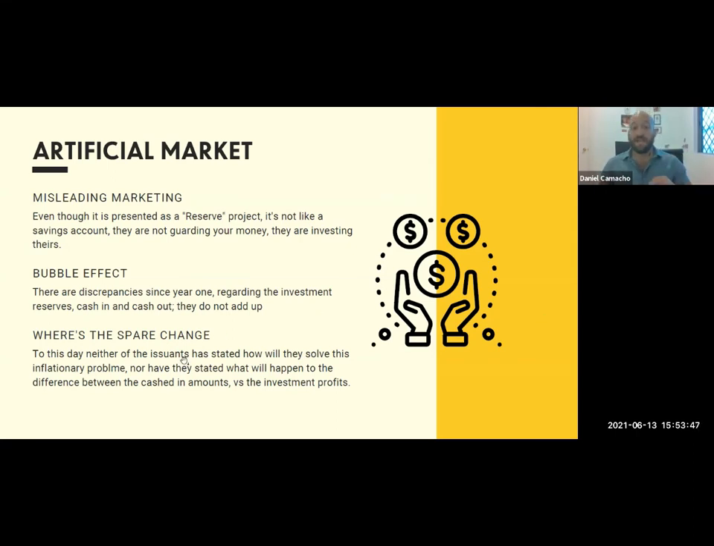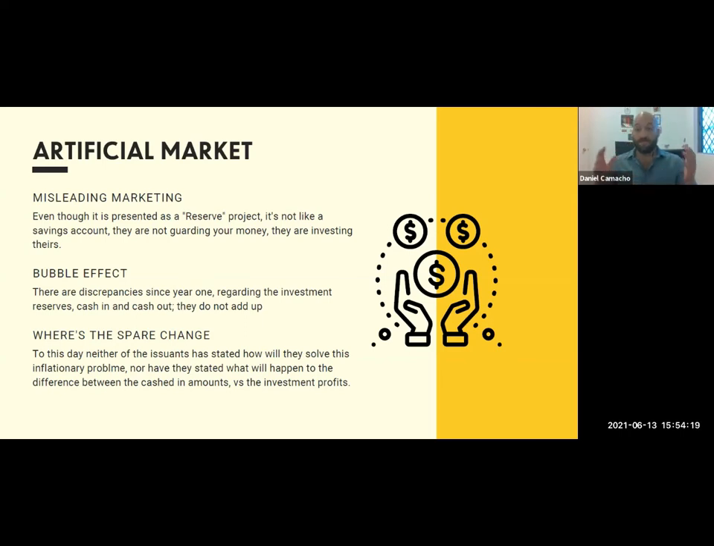And to this day, neither of the issuers has stated how they will solve this inflationary problem, nor have they stated what will happen to the difference between the cashed-in amounts and the investment profits. I mean, obviously they are going to keep the money. We can already determine that it's their profit. Okay, they're going to keep it. It's not going to be redistributed or anything. But in theory, if that's the user's money, it should be reincorporated to the user's market in some way.